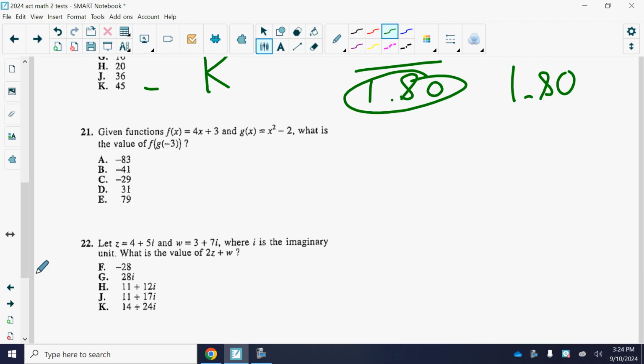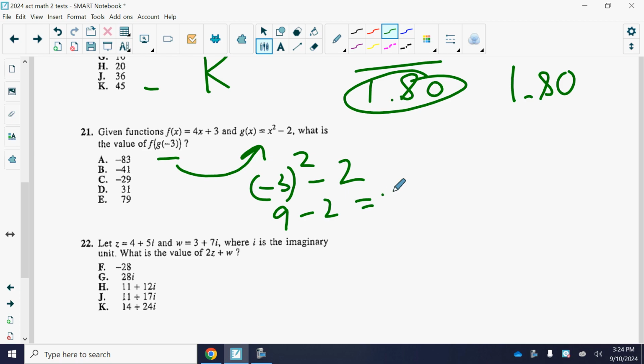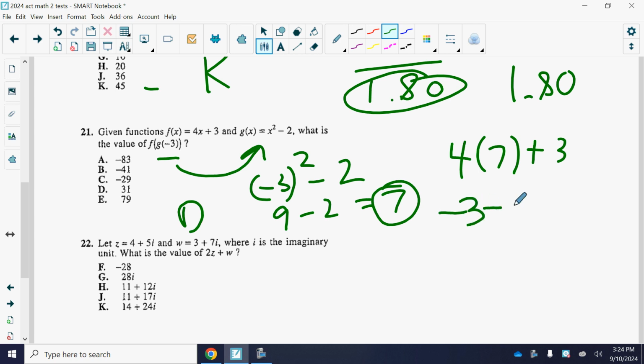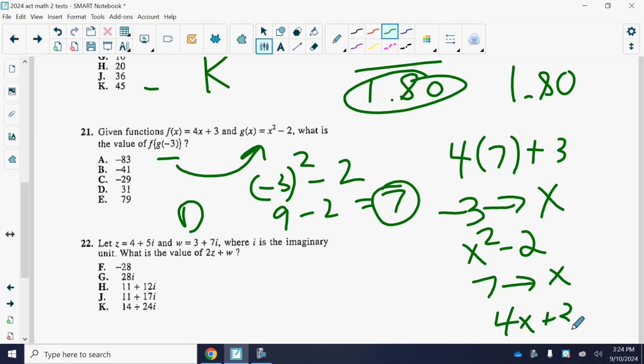Gee, this is a broken record by now. You plug in -3 for G, and you get -3 squared. A lot of people don't know that's in parentheses. That's 7. Then you take the 7 and plug it into F, and there's your answer, 31. Answer D. By the way, the STO works great. I would go -3 STO x, then type x squared minus 2, and it'll give you the answer 7. Then I go 7 STO x, and then I type in F. That series will get you the answer directly.